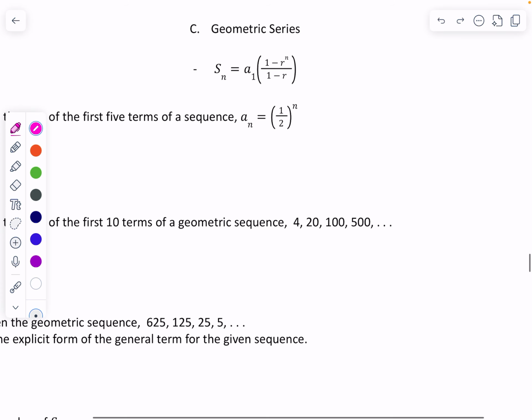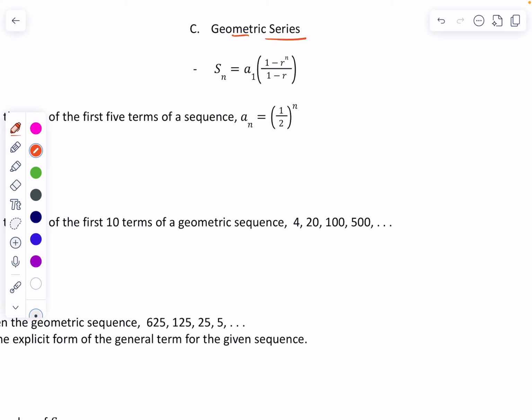Again, just a reminder, a series is when the numbers of a sequence are being added together. We could have finite series, where we're adding a certain number of terms, like 10, 15, 20, 100. Or we could have infinite series, where we're trying to add an infinite number of terms of the sequence.